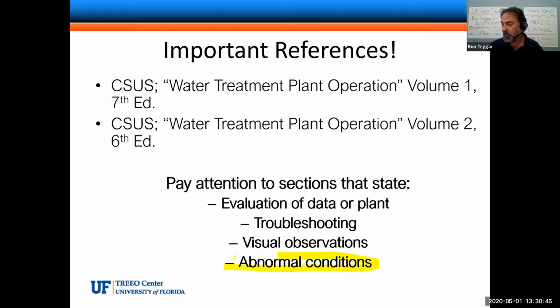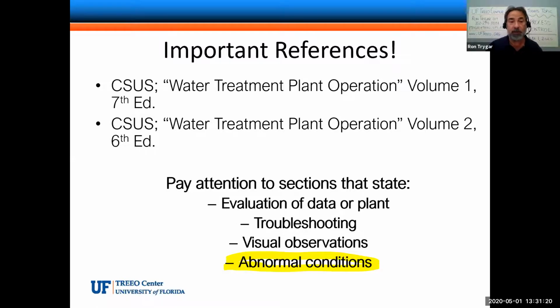Anytime you come across anything that says abnormal conditions in the processes, abnormal conditions are listed in the lime softening, in the surface water treatment, which is coagulation, flocculation, sedimentation. There's abnormal conditions showing in the filtration portion, disinfection, ion exchange softening. Definitely pay attention to those sections. That's where a lot of this process control comes from. So the questions are based out of that information, and you need to be able to go through the choices that are given and be able to pull the right answer out of there.